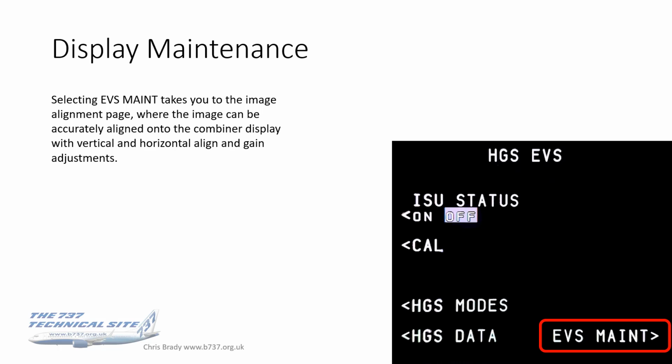And there is a maintenance option. I haven't actually got a photo of the EVS maintenance page, but it's not actually that interesting. All it does is it aligns the image on the combiner. So you've got vertical and horizontal align and gain adjustments on that page there, just to get it centered nicely on the display.